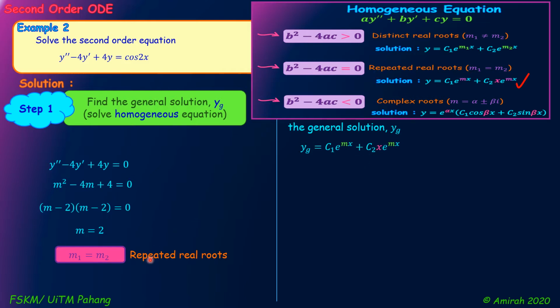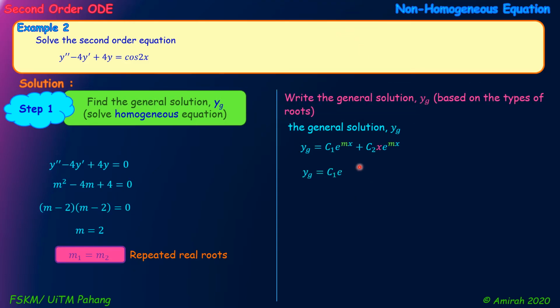To identify whether the roots are repeated, we can also find the value of b squared minus 4ac, and we will get 0. Or we can straightforwardly factorize, and from the answer we get m1 equals m2, so we can identify the roots are repeated. After that, we replace the value of m, so we get yg equals c1 e to the power of 2x plus c2 x e to the power of 2x.